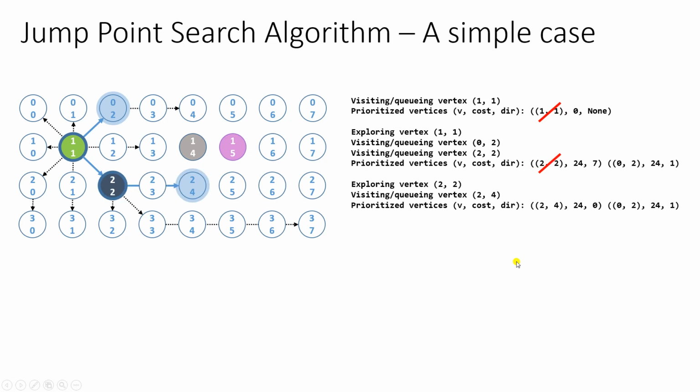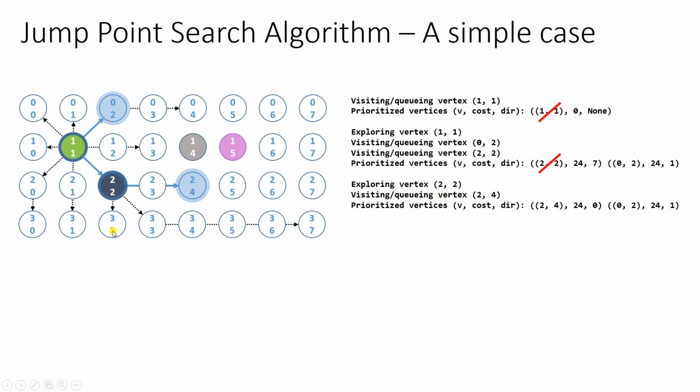We are exploring vertex 2, 2. We scan in the downwards direction. We have encountered vertex 3, 2, but it's not of interest to us. And now we have actually discovered a new jump point in the horizontal scan, and that's vertex 2, 4. So that's the reason why we are putting it to our priority queue.